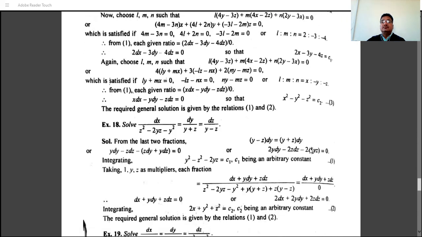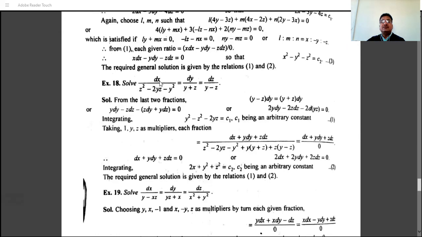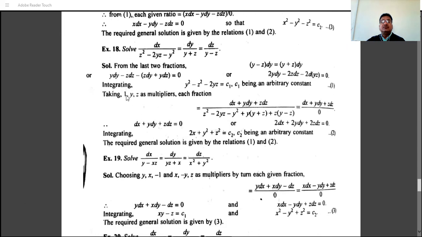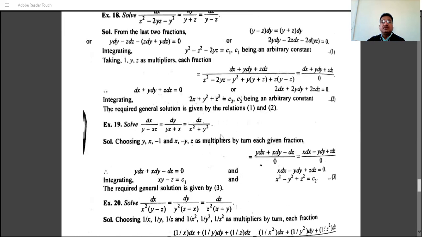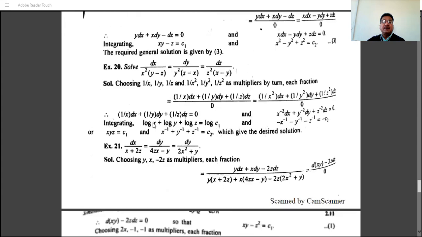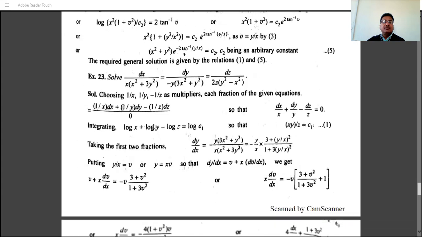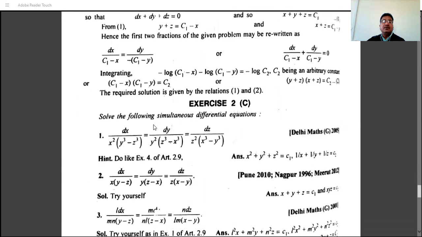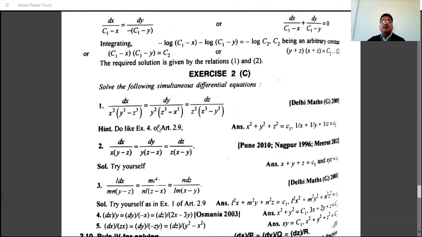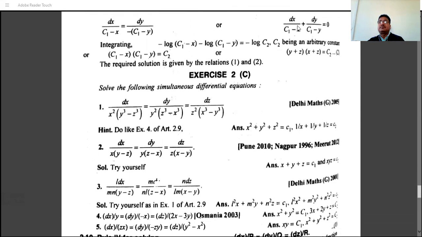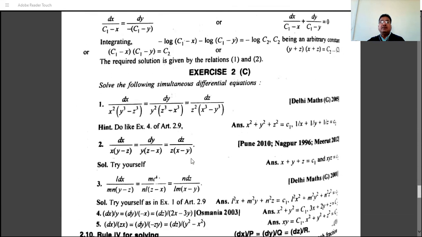Then solve this example. From the last two fractions, we have this answer. And choose multipliers 1, y and z. We have the answer 2x plus y square plus z square is equal to c2. Okay. So similarly, examples number 19, 20, 21, 22, 23, 24, and solve these exercise problems. So we'll see the remaining problems in the next lecture.